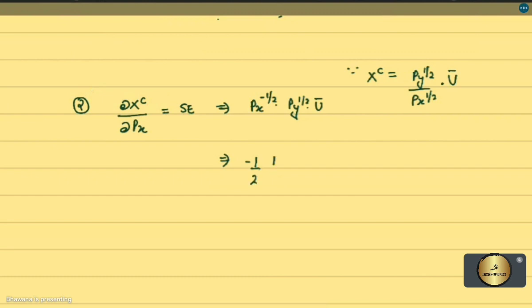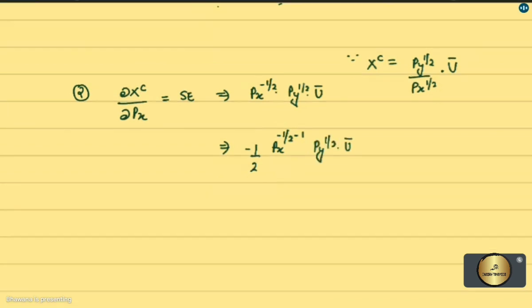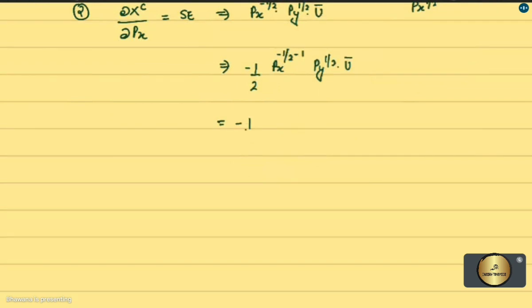Now differentiate it: minus half comes in front, price of x to the power minus 1 by 2 minus 1, price of y, 1 by 2 u bar. So we can write it like this: 1 by 2 price of x, minus minus becomes plus, the sign of the other minus remains, you will get 1.5. And price of y, 1 by 2 u bar.